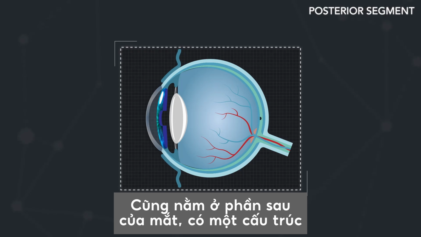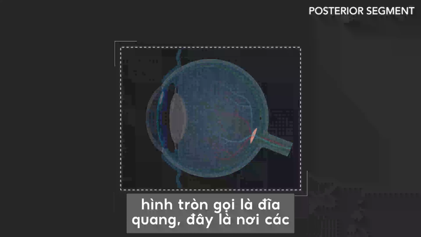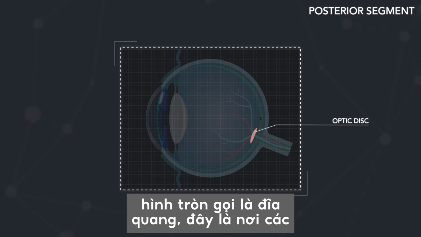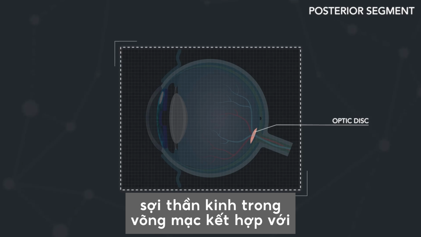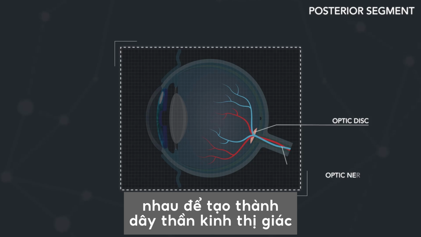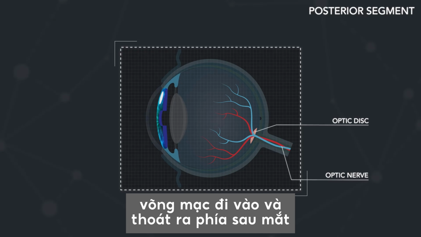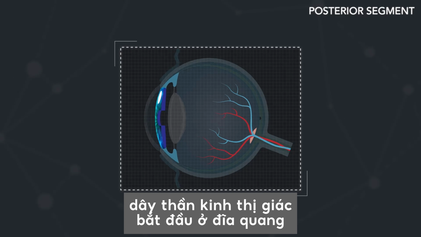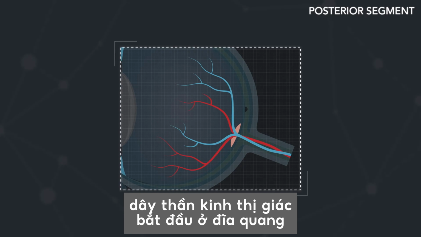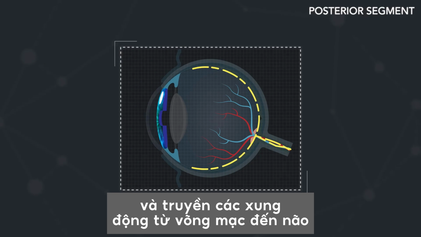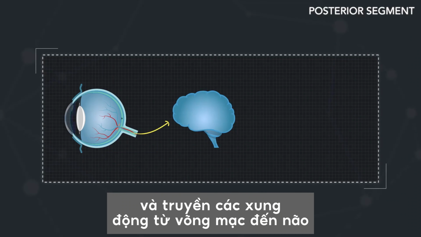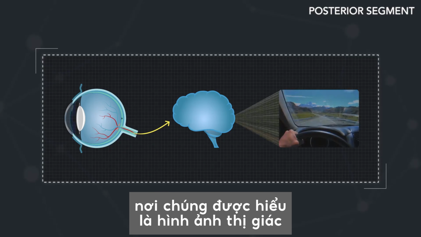Also located in the posterior segment of the eye, there is a circular structure called the optic disc. This is where nerve fibers in the retina come together to form the optic nerve. The optic disc also is where retinal blood vessels enter and exit the back of the eye. The optic nerve begins at the optic disc and takes impulses from the retina to the brain, where they are interpreted as visual images.